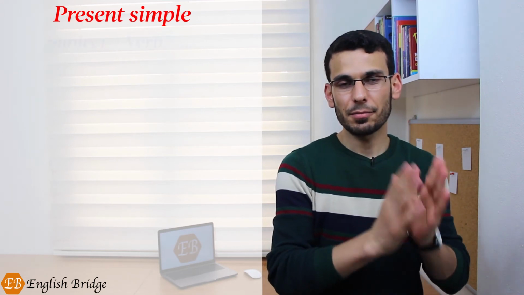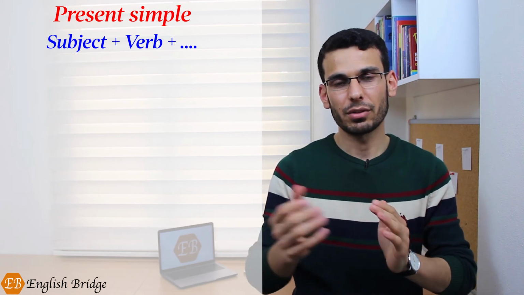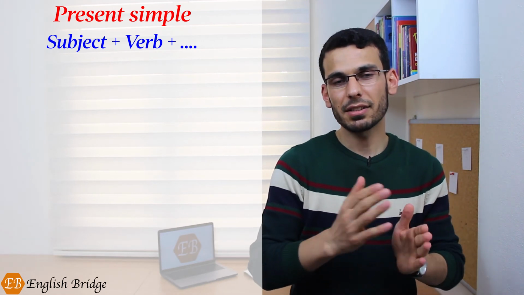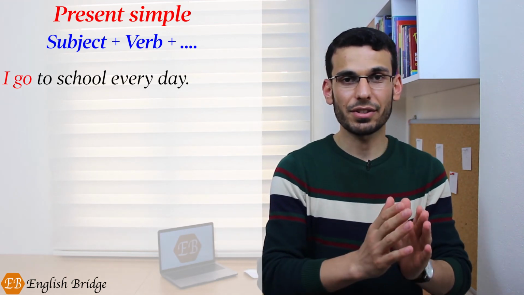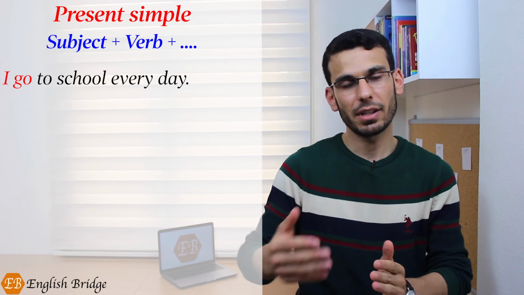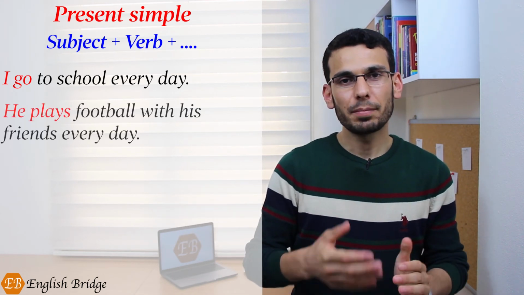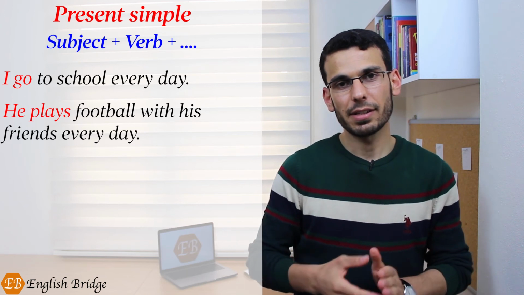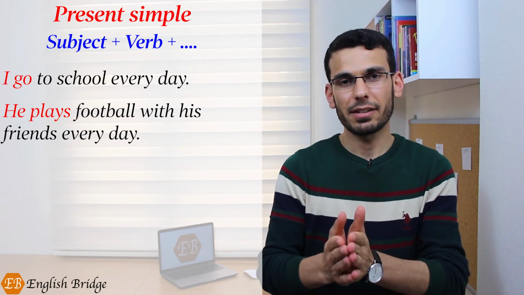Anyways, there is a simple way of knowing why we use am is are in present simple tense, which is the following. Present simple tense consists of a subject followed by a verb, and then the complement of the sentence. So a sentence like this, I go to school every day, is correct. Why? Because we have I, which is the subject, and then we have go, which is the verb, and then the complement. Another sentence is, he plays football with his friends every day. So here, he is the subject and plays is the verb.